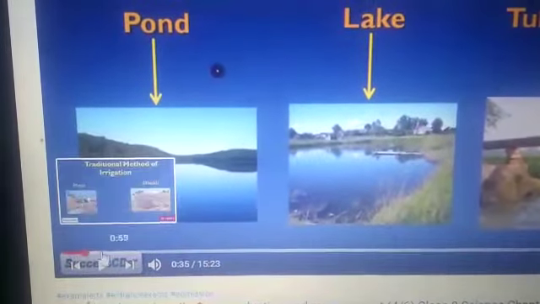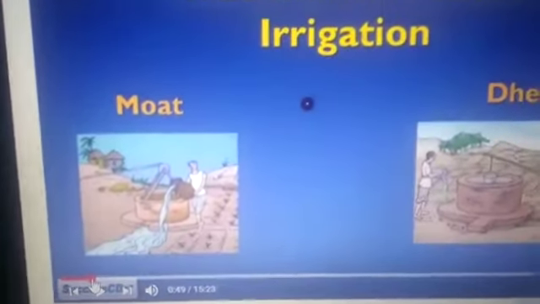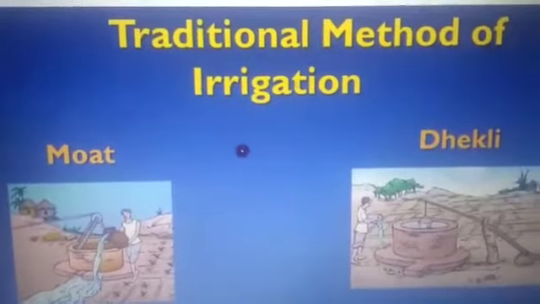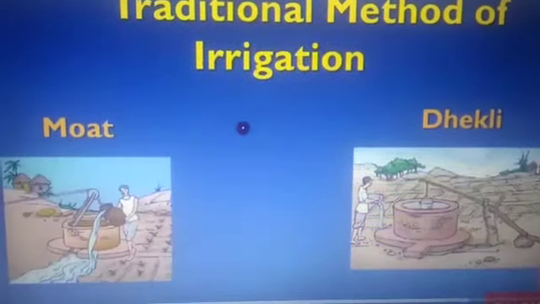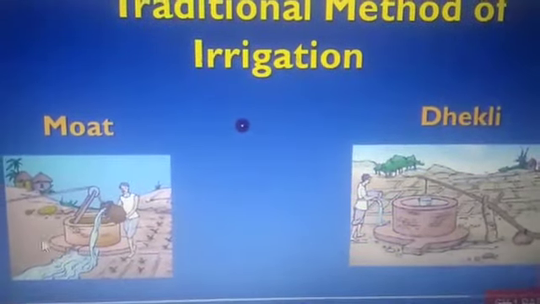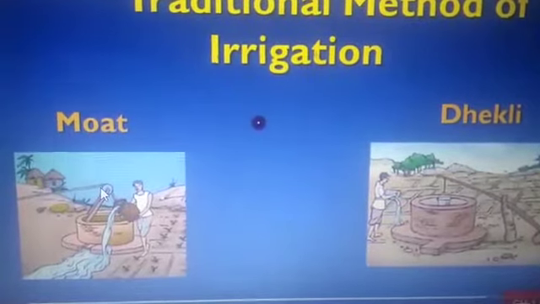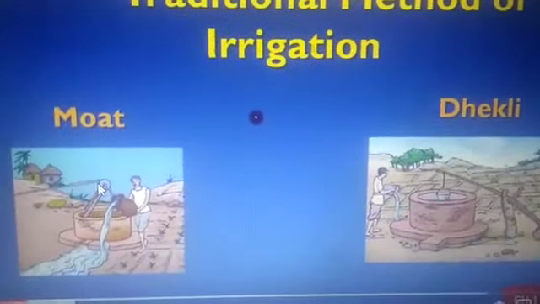Next, there are two methods of irrigation. First is the traditional method of irrigation. Second is the modern method of irrigation. In the traditional method of irrigation, we use moat and dekli.